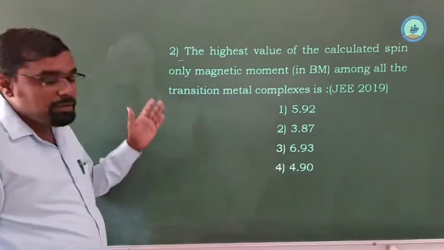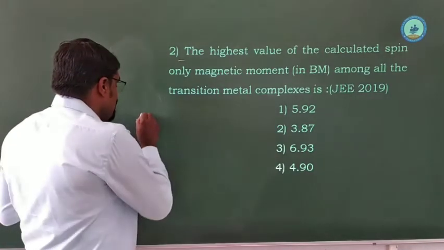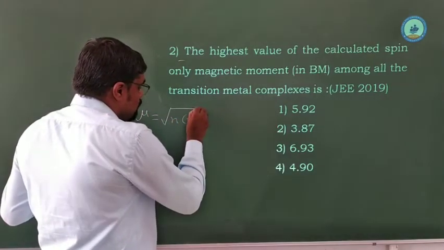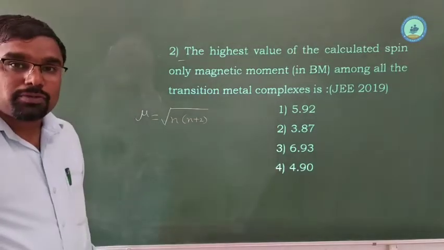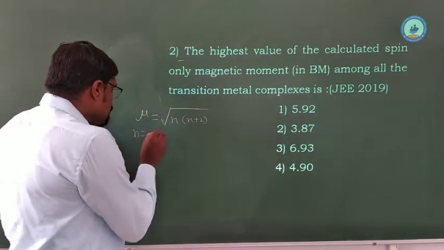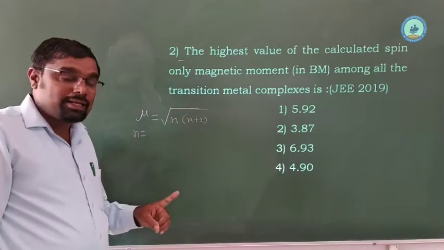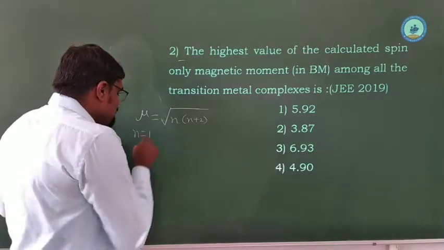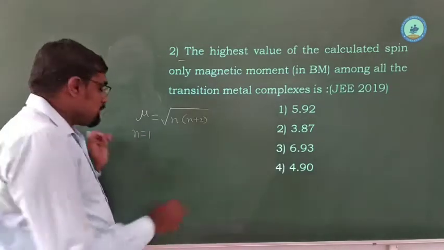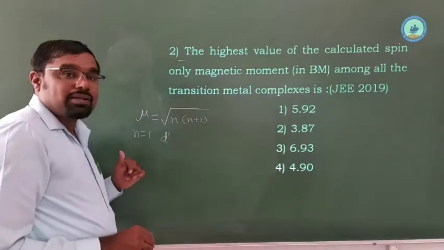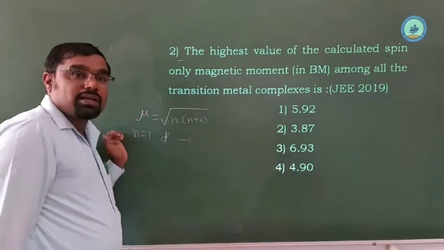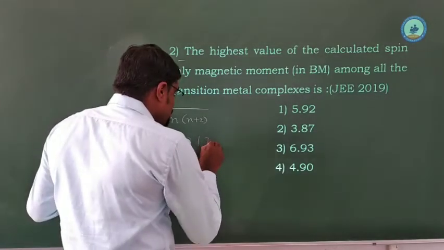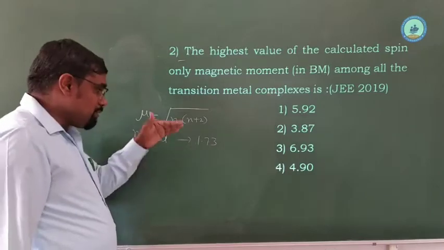The magnetic moment has to be calculated using the formula mu equals the square root of n into n plus 2. So what is n? n is the number of unpaired electrons in the d orbitals only. If n is equal to 1, that is, in the d orbitals only one electron is there, then the magnetic moment mu is 1.73. Already we have calculated that one.